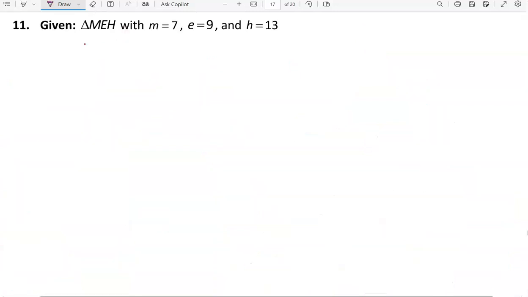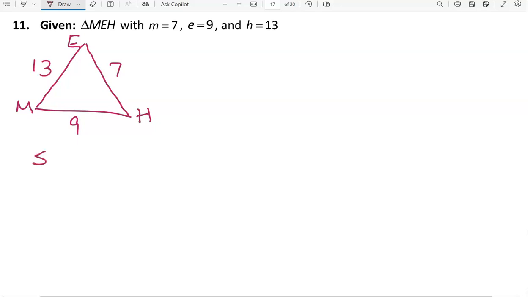Now let's look at number 11, triangle MEH. And in this triangle, the side opposite angle M is 7, side opposite angle E is 9, and the side opposite angle H is 13. This is a side-side-side pattern of givens. That means we're going to have to use the law of cosines to find a missing angle. Doesn't matter which angle you find first. So I'm just going to find the measure of angle E.